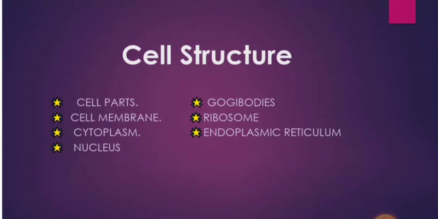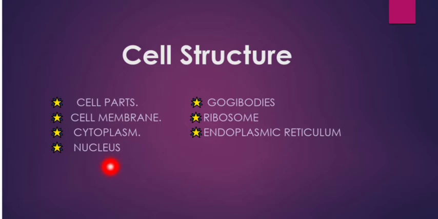Good morning. I am going to explain the cell structures and their functions. The basic unit of living organisms is called the cell. The cell has various parts: cell membrane, cytoplasm, nucleus, Golgi bodies, ribosomes and endoplasmic reticulum. There are two types of cells. The cell having nuclear material without a nuclear membrane is called prokaryotic. Cells with a well-organized nucleus are called eukaryotic cells.